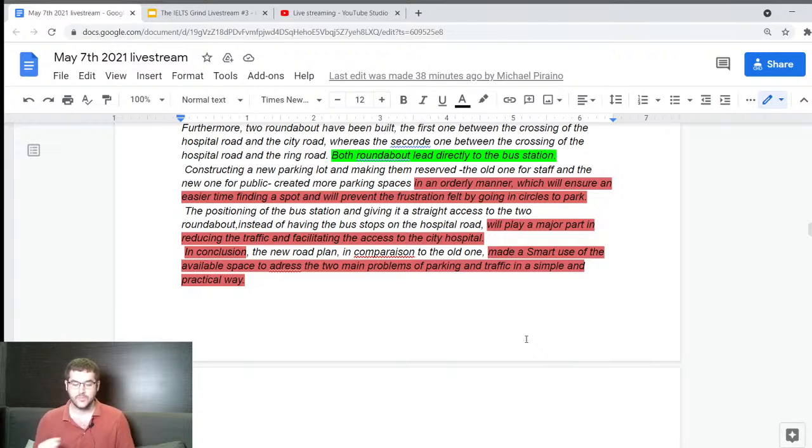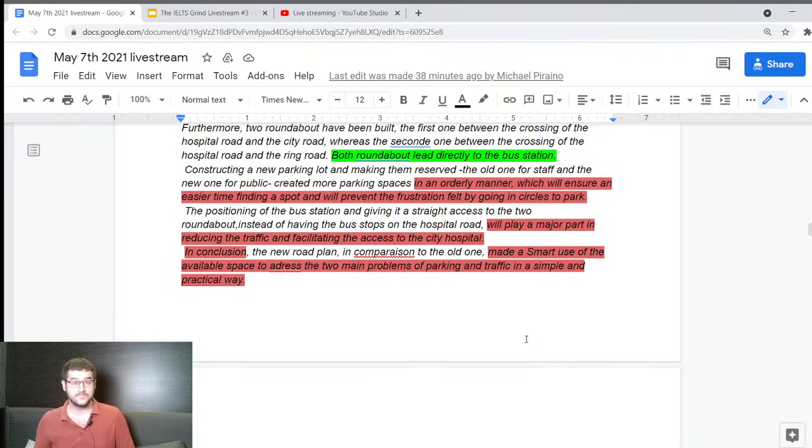Will play a major part in reducing traffic and facilitating the access to the city hospital. This is closer to being okay, but it's the same problem. It's explaining something. We do not explain things in task 1. In conclusion, oh, my heart. This is so bad. I mean, the fact that it's here is so bad. You're not bad. Don't worry.